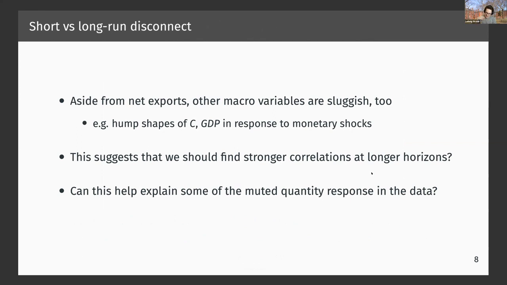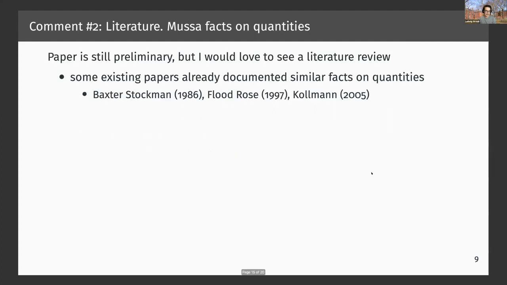And this does not just apply to net exports, right? Lots of other macro quantities like consumption and GDP are all sluggish. Just think of the hump-shaped responses to monetary shocks that we all know and love. And I think some similar comments, maybe not to the same extent, might also apply there. So it would be nice to just do that comparison and see what kind of disconnect you can get from that. Then on the literature, a comment.